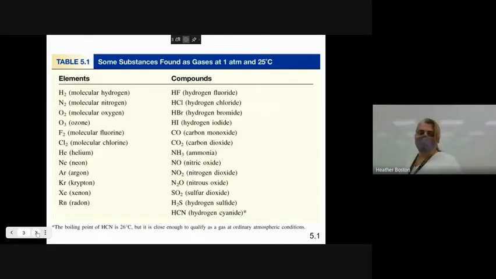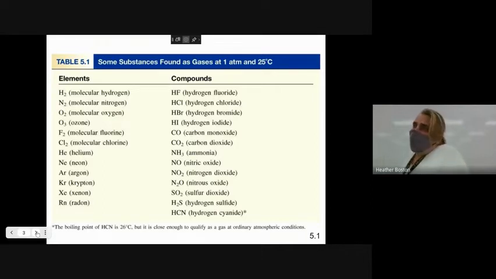Here's kind of a list of them. Notice that our diatomic elements on there are molecular. That means that they are a molecule bonded through shared electrons. And then let's go over to the compounds there. Notice we have at the top hydrogen fluoride, hydrogen chloride, hydrogen bromide, and hydrogen iodide.